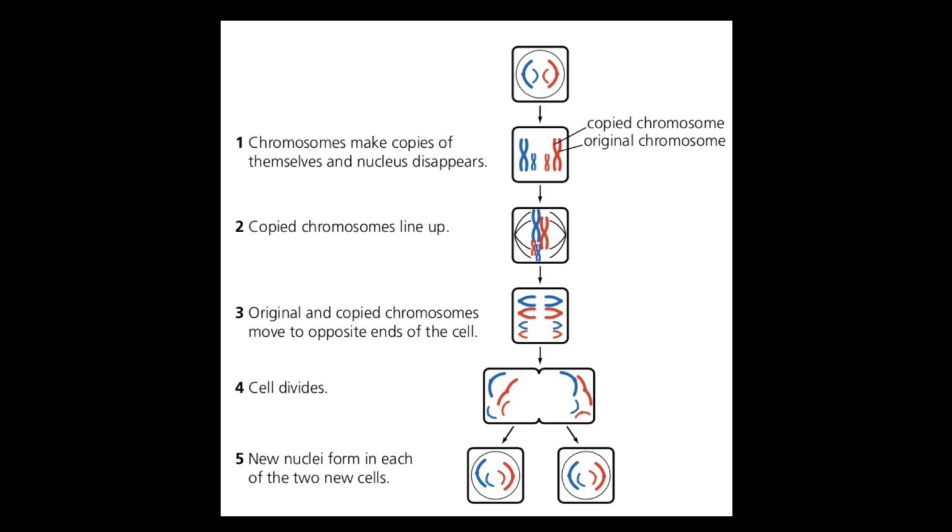So let's have a look. You start off with a normal cell. What you do is you double the amount of DNA, and then those chromosomes pair up. You can see in blue and red that you have those chromosomes now in pairs. The nucleus disappears during mitosis after this has happened, and those chromosomes, which have now been copied and paired, line up in the center of the cell, as you can see here in the third diagram.